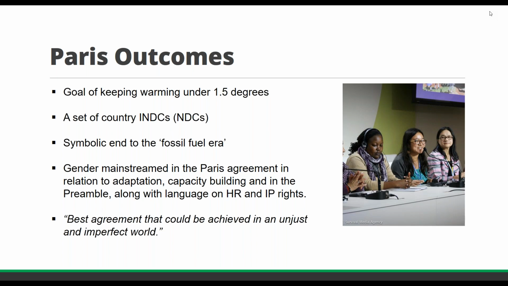Many have called it the symbolic end to the fossil fuel era politically, because if parties want to meet the goals that they've set themselves in the Paris Agreement, it has to be. You saw gender and human rights mainstreamed into the Paris Agreement in relation to adaptation, capacity building, as well as in the preamble, along with language on human rights and the rights of indigenous peoples.